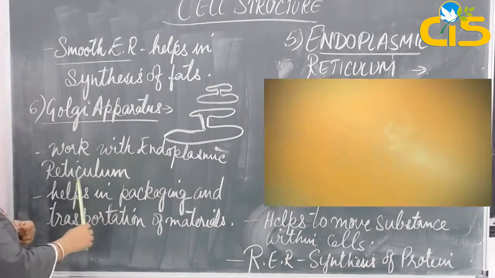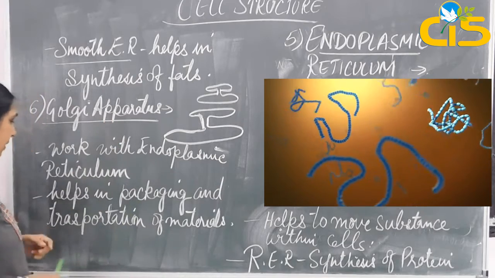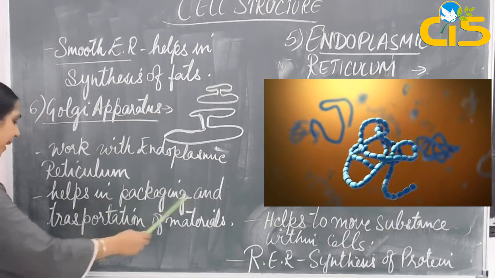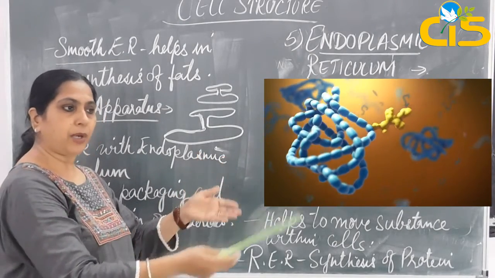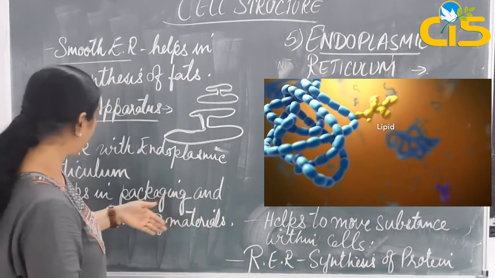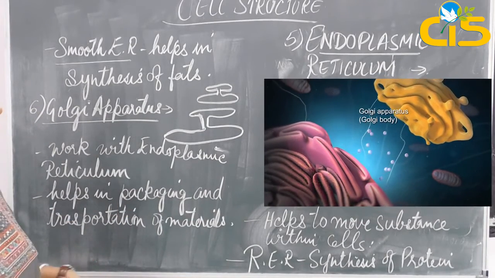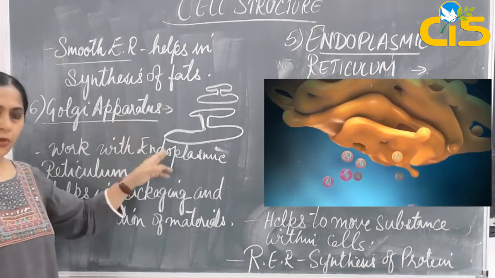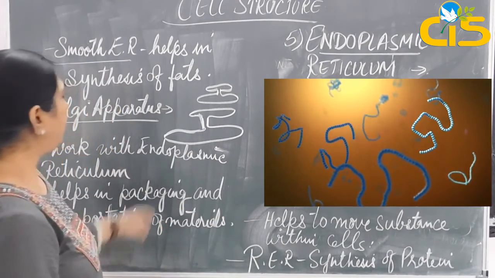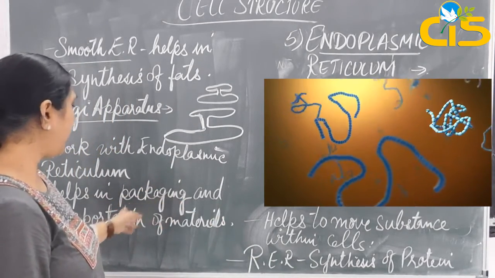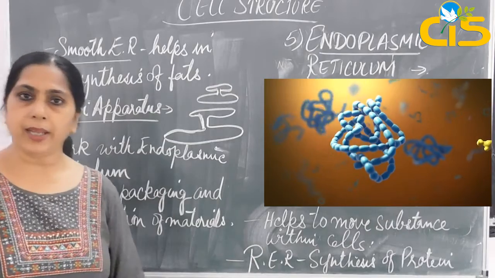Now they work with the endoplasmic reticulum, that is, they coordinate. The main function of the Golgi apparatus is that it helps in packaging and transportation of material from the cell to the parts of the body and within the cell. So the Golgi apparatus are important organelles and they work in close coordination with the endoplasmic reticulum. Their main function is to help in the packaging and transportation of material.